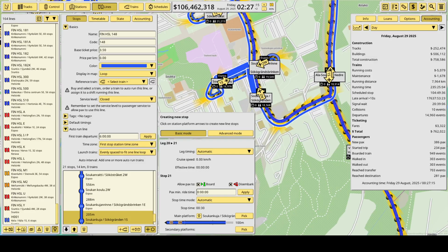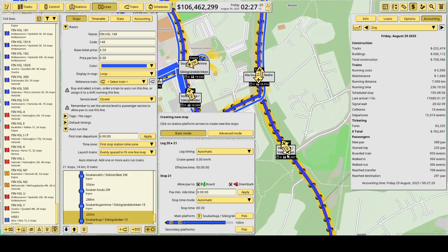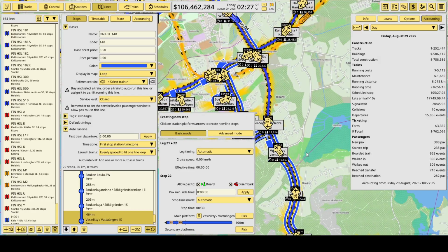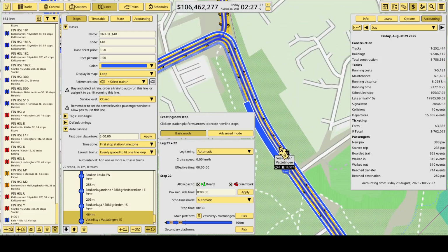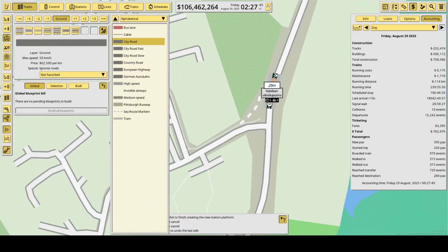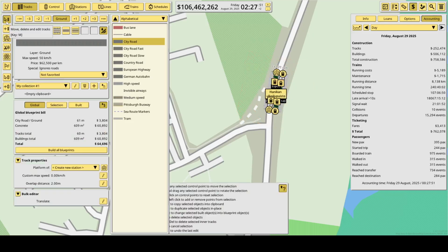After Soukankuja, we'll then have a stop at the Vesiniitty, Vattuengin, and then we'll head back up north. I have tactically placed the stop in a good place. And then we'll stop at the Vesiniityn tie, Vattuengsvägen. That's right, which will come right after this crossing. So over here. Whoops. There we go.